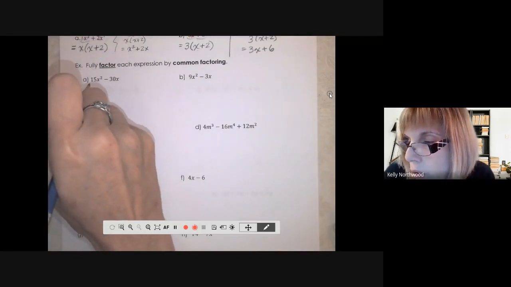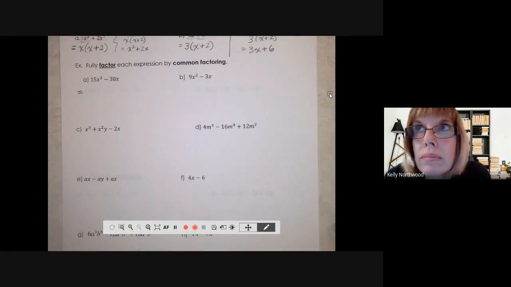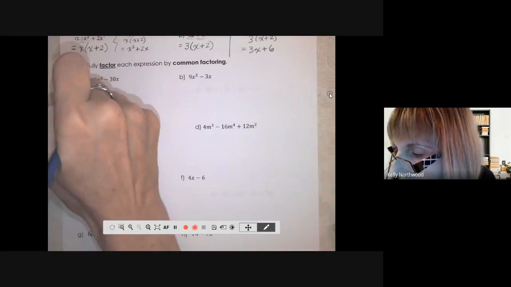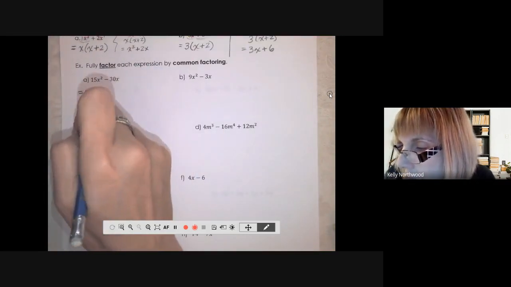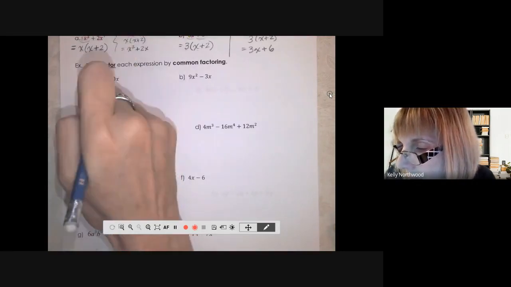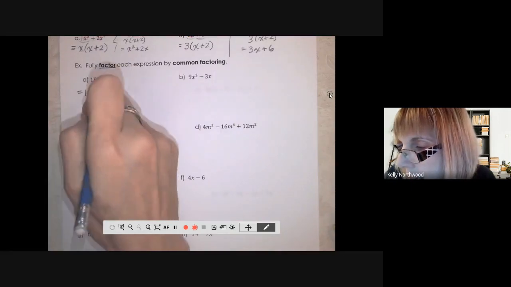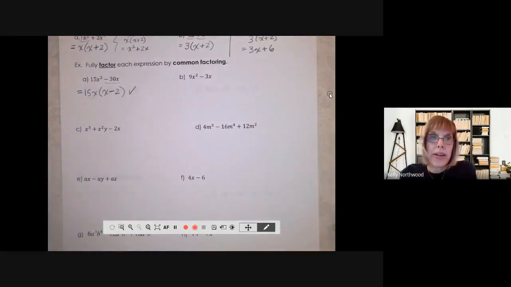Does anyone think they know just the greatest common factor for A? 15x. Yep. So 15x is the greatest common factor. And then what do I need to multiply 15x by to get 15x squared? X. And what do I have to multiply 15x by to get negative 30x? Negative 2. So if you got that, great.